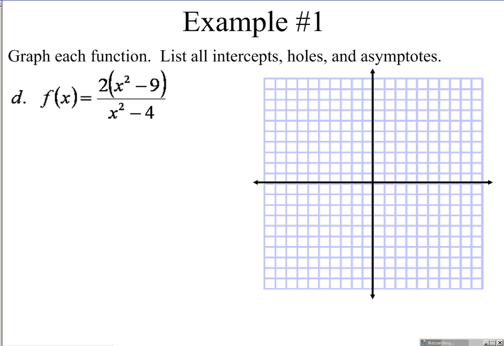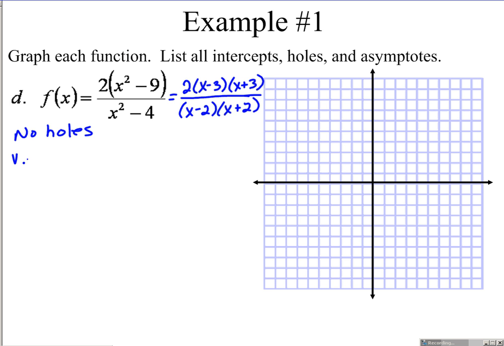Last one. Begin the same way. We have a lot of factoring we can do here to see if anything cancels. 2 times x minus 3 times x plus 3. In the bottom, x minus 2 and x plus 2. Nothing cancels. Since nothing cancels, we know right away there are no holes. Vertical asymptotes, set the denominator equal to 0. We're going to have 2 of them again at x equals 2, x equals negative 2.